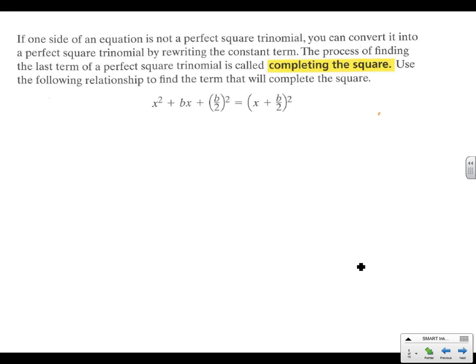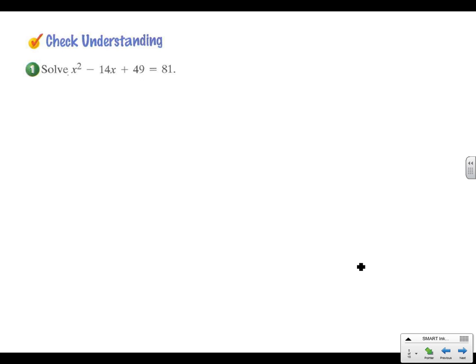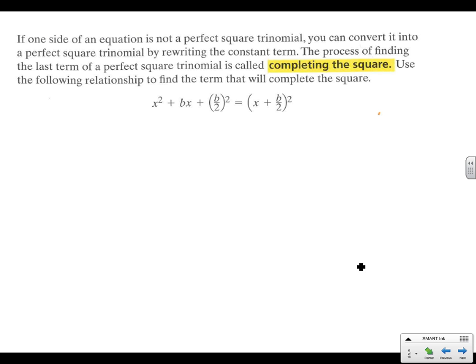Alright, so now sometimes it doesn't come out perfectly. Sometimes when we start, we don't have a nice perfect square like x minus 7 squared. That's what you should have had for the understanding check. And so if we don't, we need to force it by completing the square. The way we're going to do that is we're going to take whatever number is next to the x and cut it in half, divide it by 2, and then square that number. Alright, so that's how we complete the square. We go b over 2 squared.